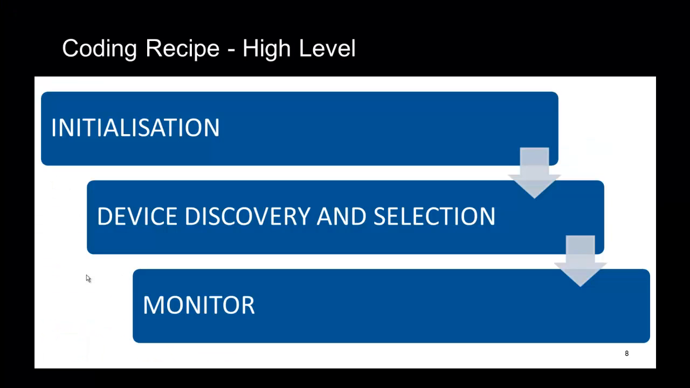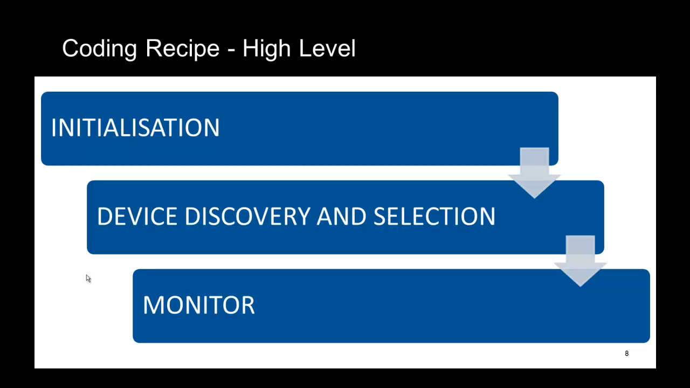So we scanned for nearby devices. We had a look at the services running on each of those devices to determine which ones supported the heart rate service, and we did some filtering, presented the user with a list to select from, and picked the device to work with. So let's now move on and look at the monitor stage.